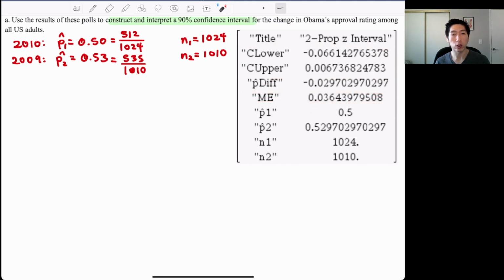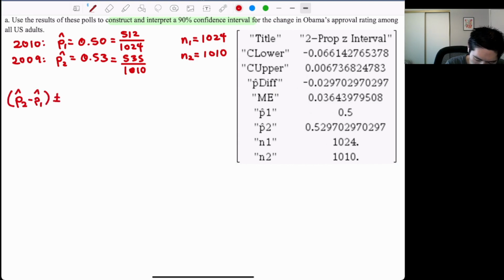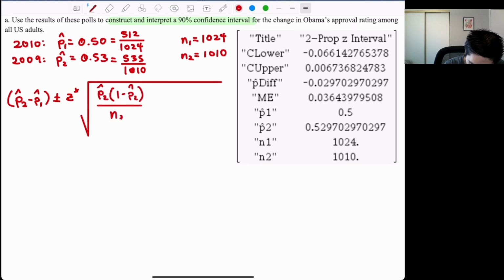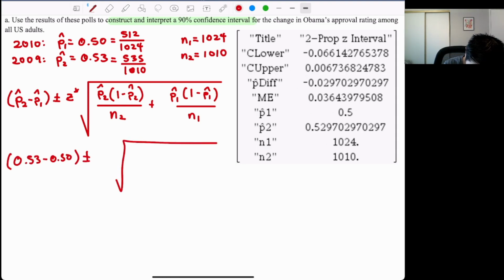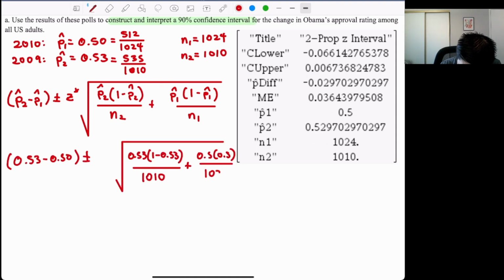But I want to make sure you guys also know how to work through the math for showing your work. Here's the formula for the two-sample z-interval for proportions. It's P2 minus P1 plus or minus the critical value z star times the square root of P2, 1 minus P2 over N2 plus P1, 1 minus P1 over N1. We already know P2 and P1, so let's fill in those values. You notice we didn't fill in the critical value.